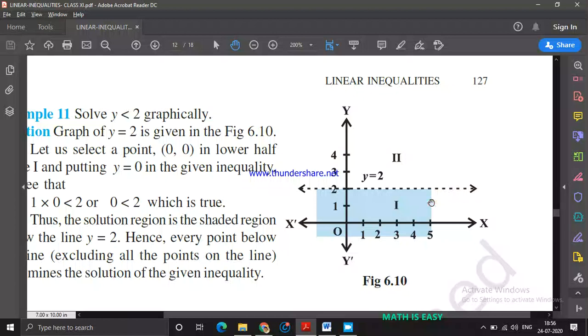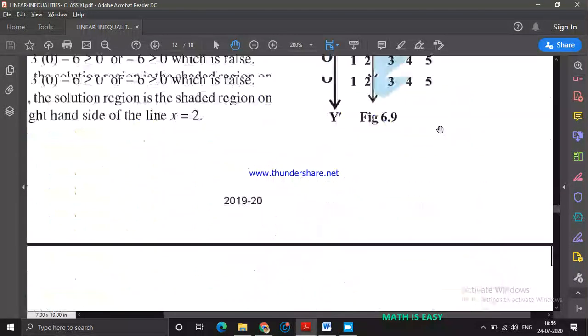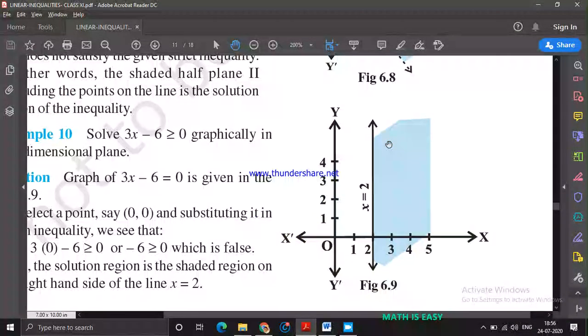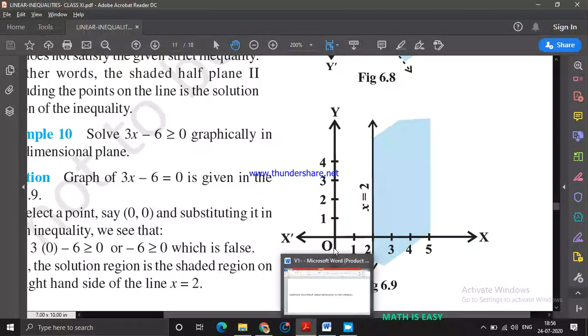You may wonder, sir, why you drew the dark line only till 5. It will extend, okay? The dark line extends as far as the line goes, everywhere. So don't think that only this much is the solution. This shaded region is not ending at 5. It will go till plus infinity, and in the other direction till minus infinity. Sorry, plus infinity on the x-axis. So this is every number.